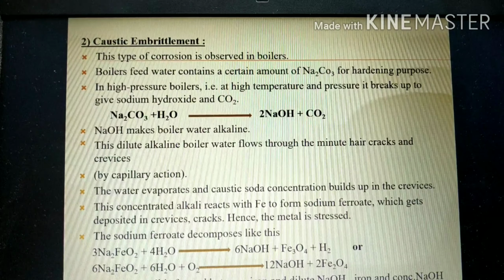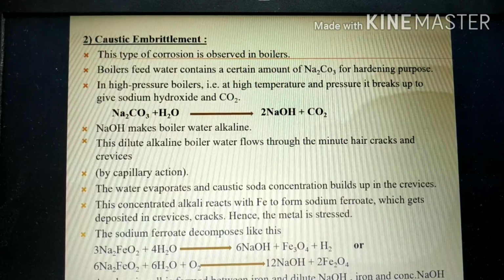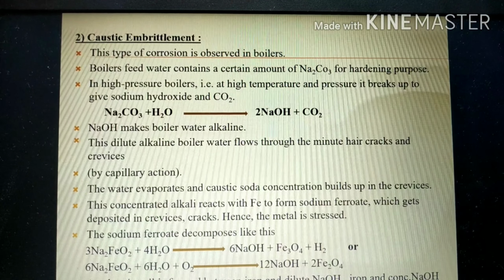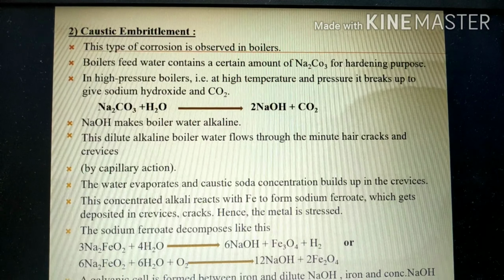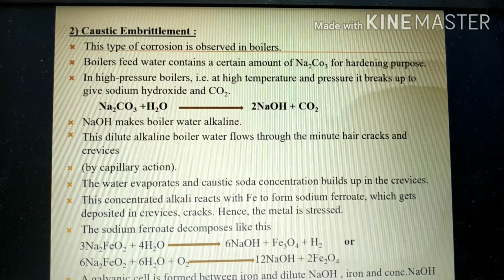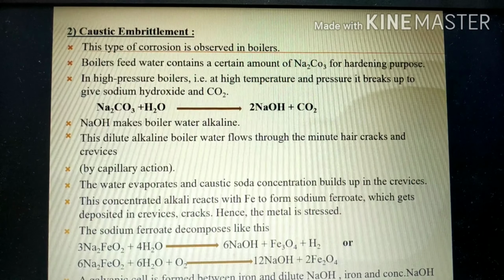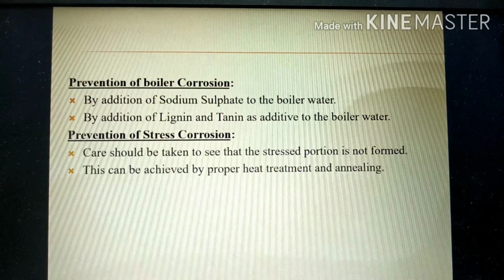So basically here a galvanic cell is formed between the iron and the NaOH electrolyte, NaOH, which is going to be used as electrolyte. So in this case, it is going to cause the caustic embrittlement. Because of the NaOH, breaking or cracking of the boiler is taking place. So this kind of corrosion is called caustic embrittlement.